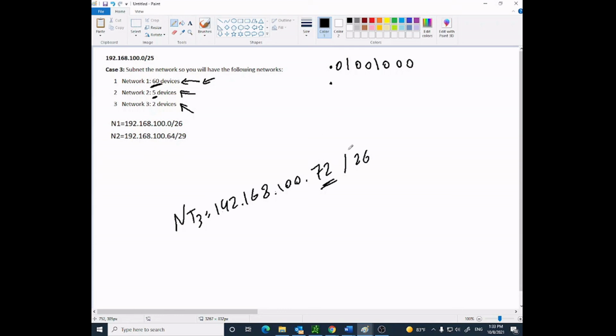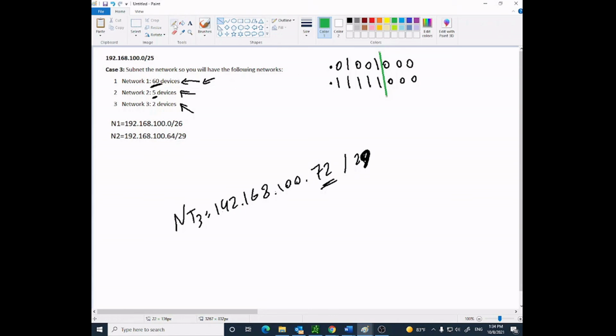Now, the subnet mask is 29. Sorry, that's 29, not 26, because we're using 29 here. So 29 is basically 24, 25, 26, 27, 28, 29. So the rest are going to be zeros. Now my line is basically going to be this one.